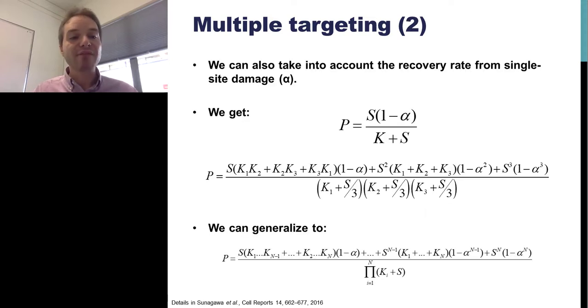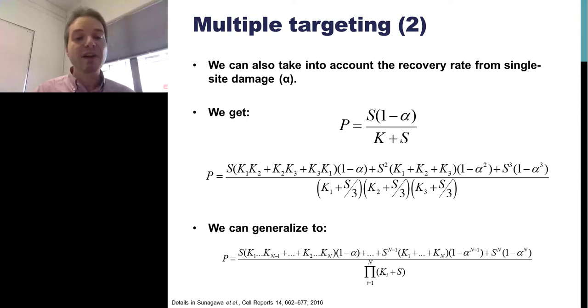Of course, cutting is only half of what's happening. The other side is that there is a recovery rate. There are repair mechanisms, and so it might be that you're making a cut, but that the repair from your cut is actually not leading to any knockouts. And so we take that into account with our parameter alpha, which we describe as the recovery rate from that cut.